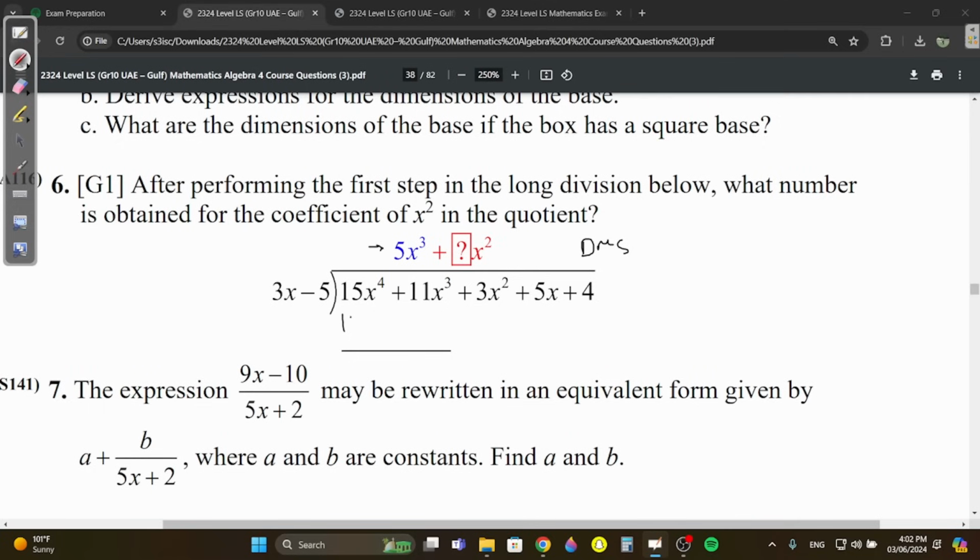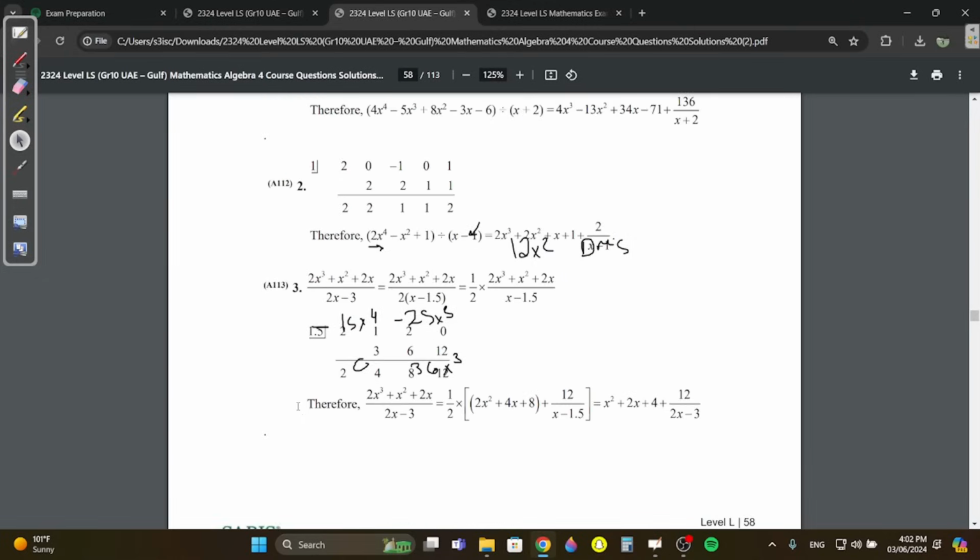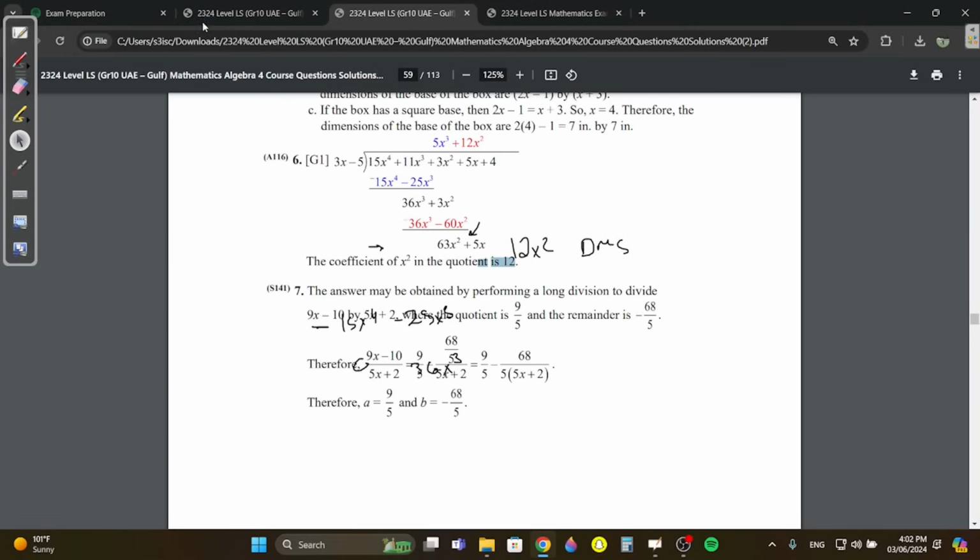Multiply by 5x cubed, you're going to get 15x to the power of 4. Minus 5 times 5x cubed is minus 25x to the power of 3. Obviously, you subtract. So this minus this is 0. This minus this becomes 36x to the power of 3, because minus minus. Now divide 36 by 3, you're going to get 12x squared. So what replaces the question mark? 12.